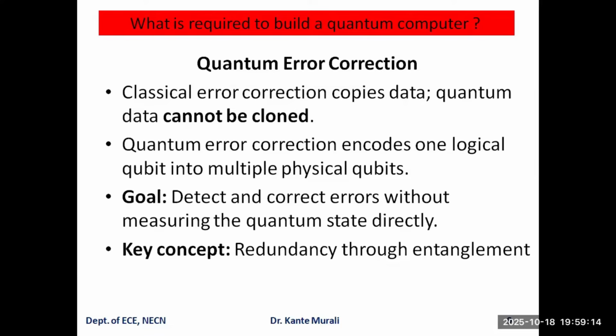If one goes off, the others help to correct it without stopping the song. Like that, this redundancy through entanglement allows us to detect and correct the errors without measuring the qubit directly. It means that, in order to maintain an error-free quantum computer, we need to incorporate quantum error correction.